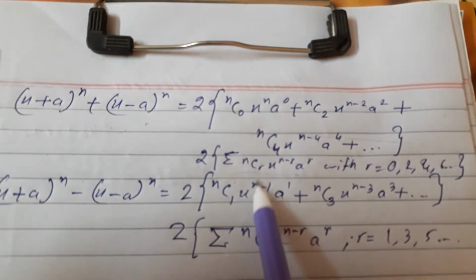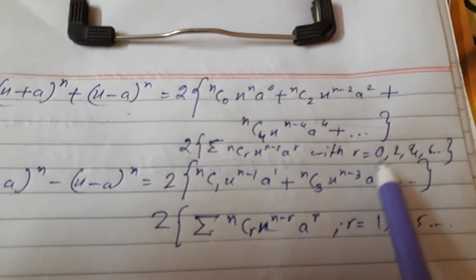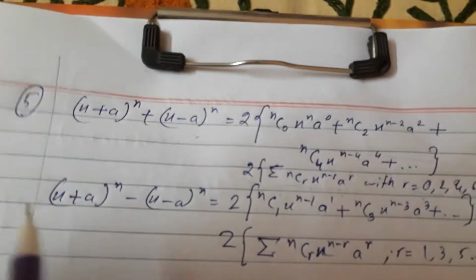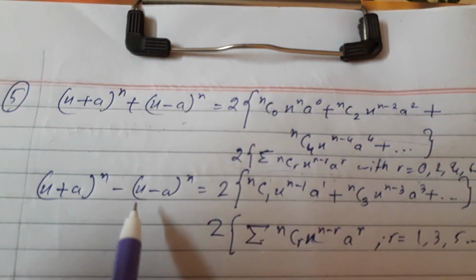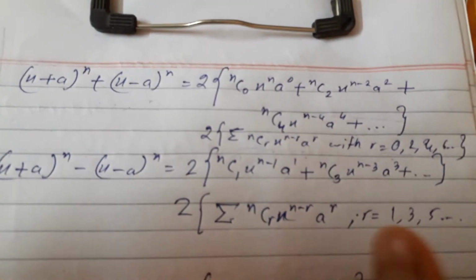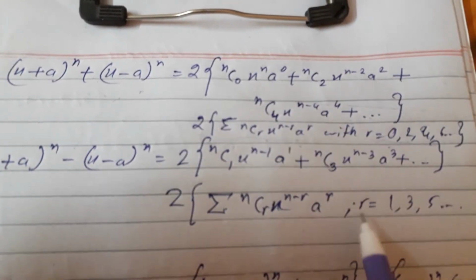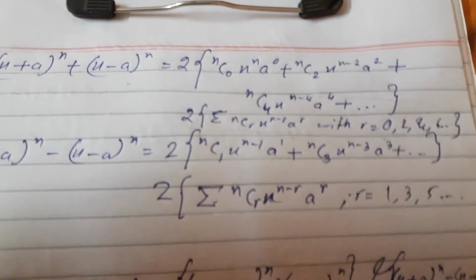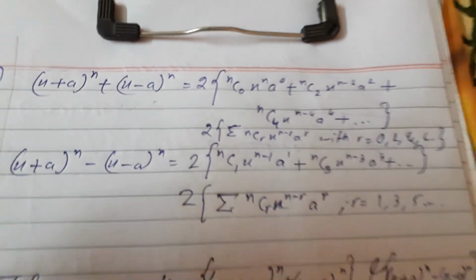Summation nCr x to the power n minus r, a to the power r, with r equals 0, 2, 4, 6, 8, all the even numbers. And if the sign is negative, (x plus a) to the power n minus (x minus a) to the power n, the format in this case will also be the same, summation nCr x to the power n minus r, a to the power r, with r equals all the odd numbers 1, 3, 5, 7 and so on. And here obviously 2 common. So I think you have understood.